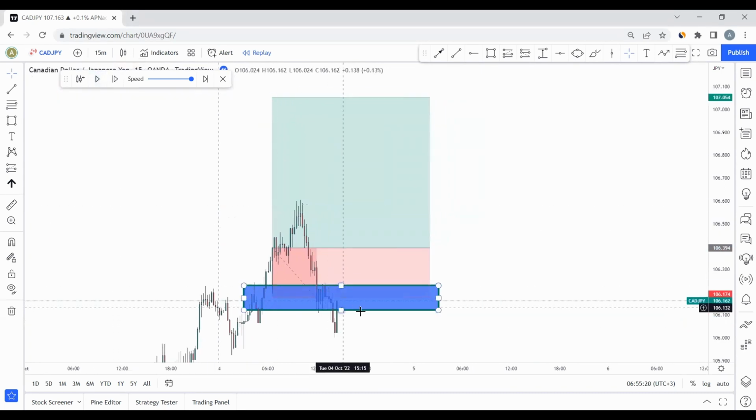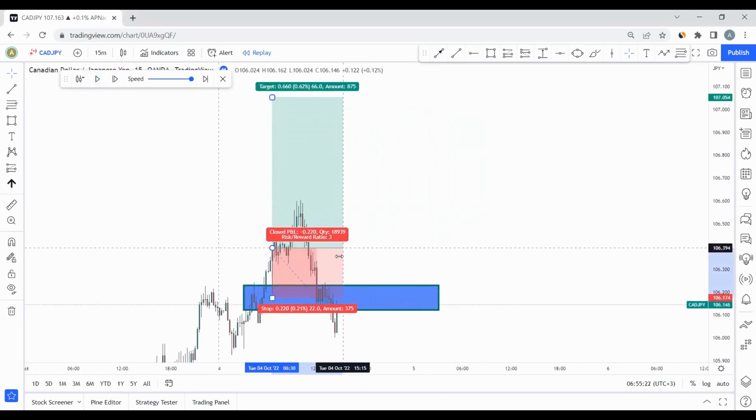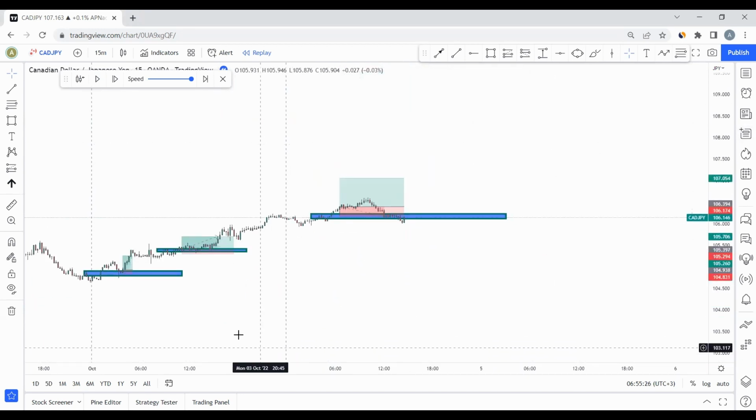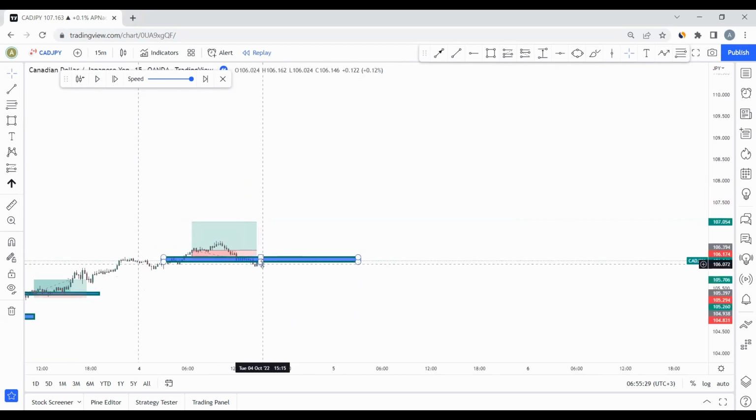So we did lose this trade, which is okay, which is very, very fine. It normally happens as a trader. So we do have 2 wins and 1 loss.